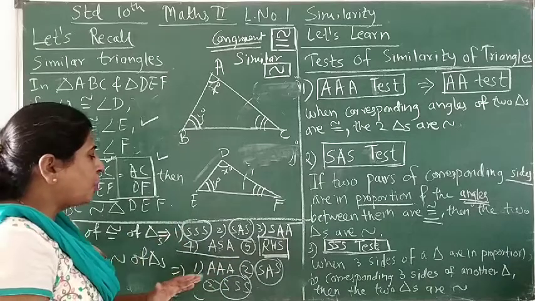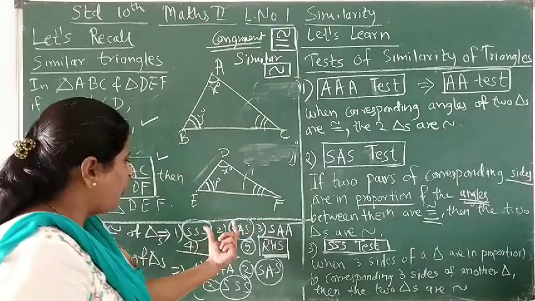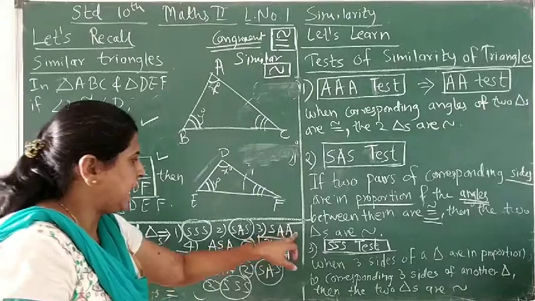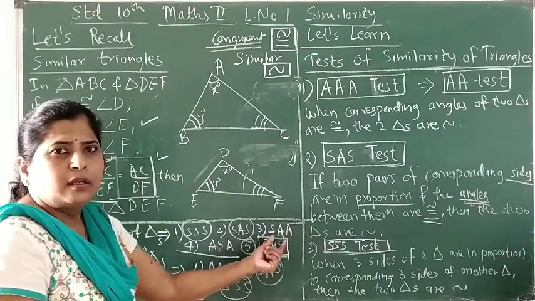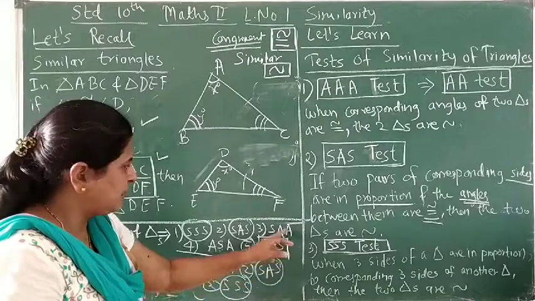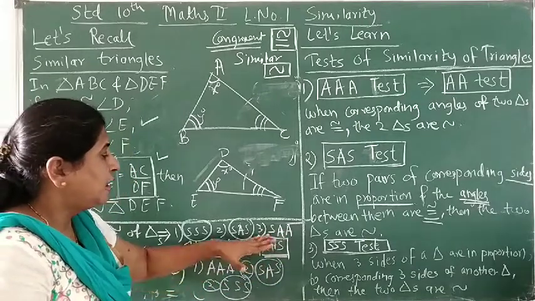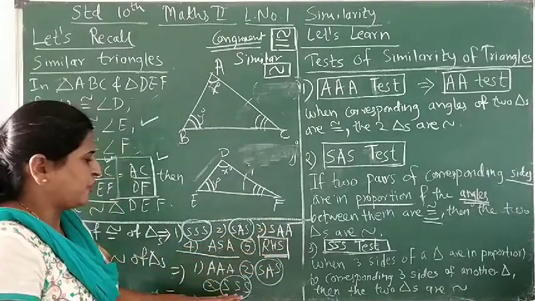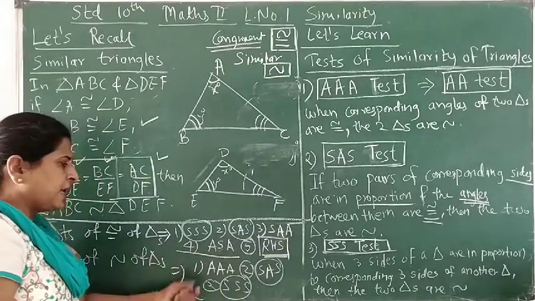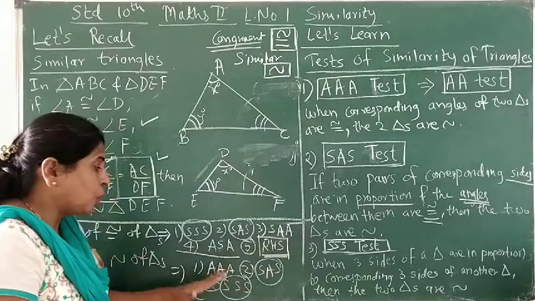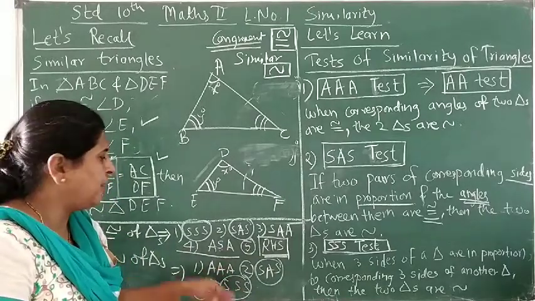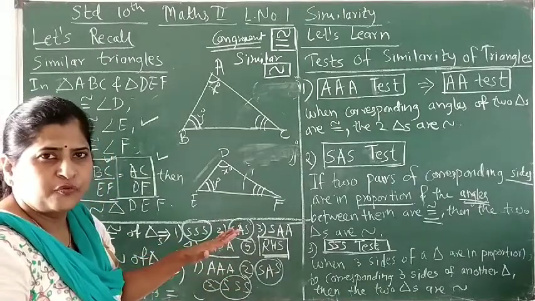Which is not common and only for congruence? It is SAA and ASA, and of course right angle hypotenuse side. So these three remaining tests are only for congruence, not for similarity. And in similarity there is the AAA test, or we can say the AA test, which is only for similarity of triangles and not for congruence of triangles.